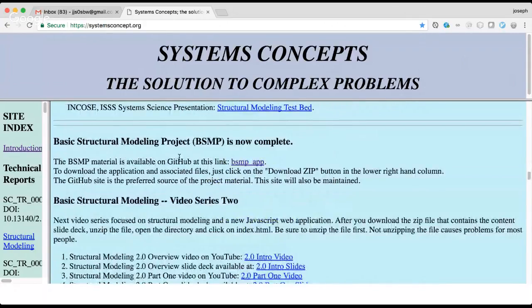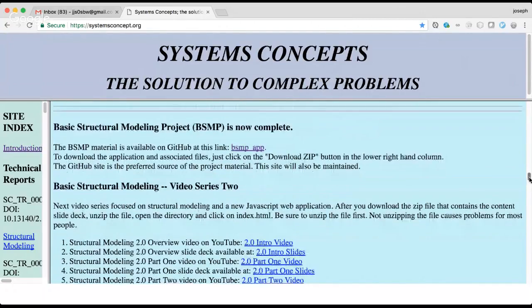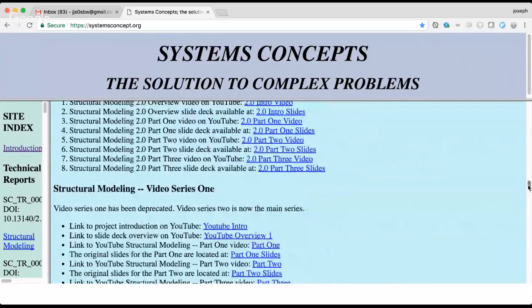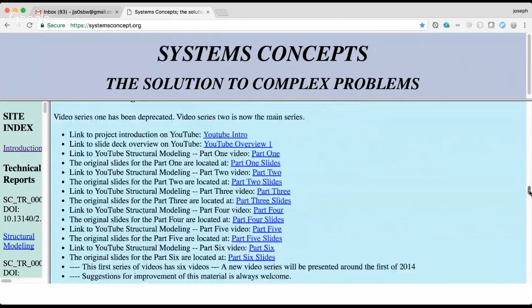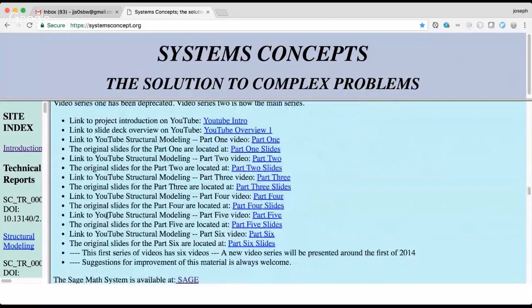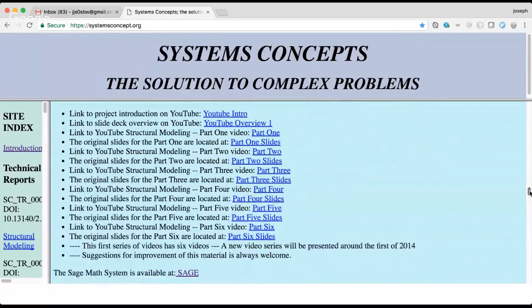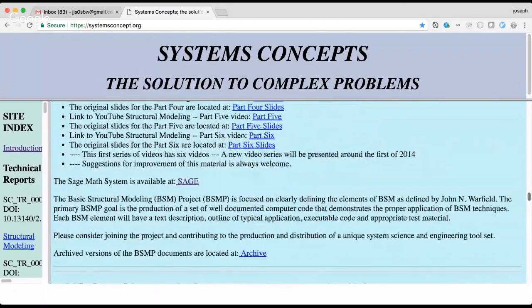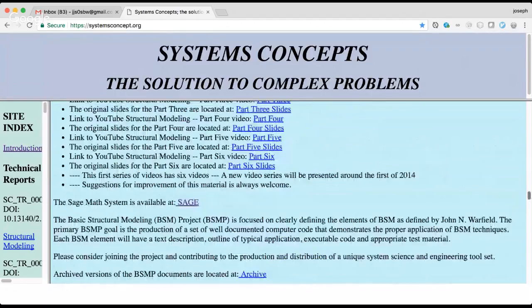So if we go down here on this one, here is the basic structural modeling project. That's the one we did first, and that's when we went through and did the work with the SAGE tool. We have videos on YouTube, and then a structural modeling series. And I also have these original slides that are there for download. I have a link to the Sage Math tool here. And these all are based on the 19 cities problem. So this is kind of the fundamental work that we did.